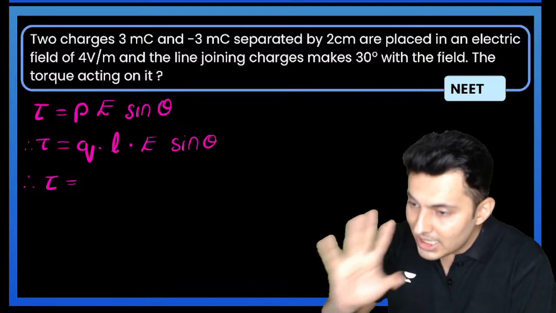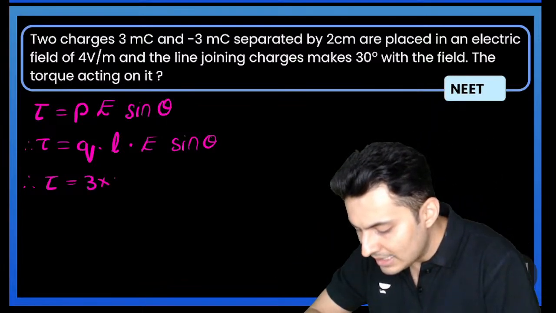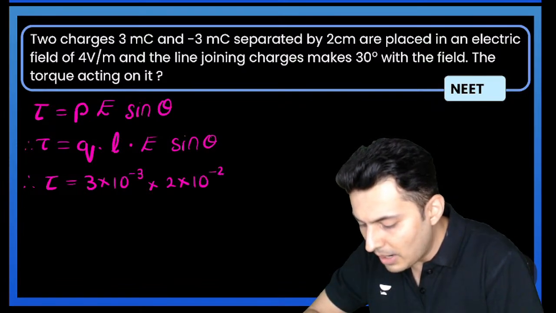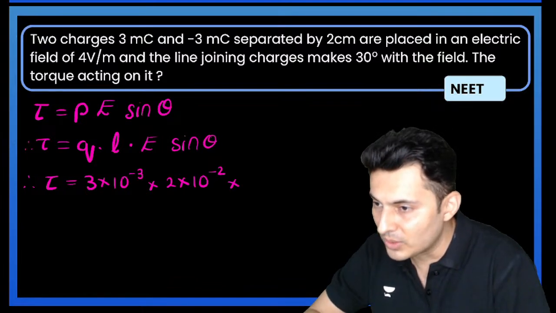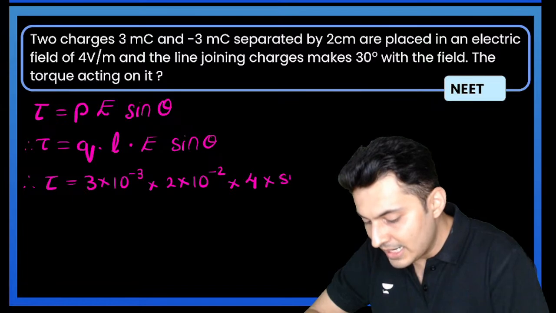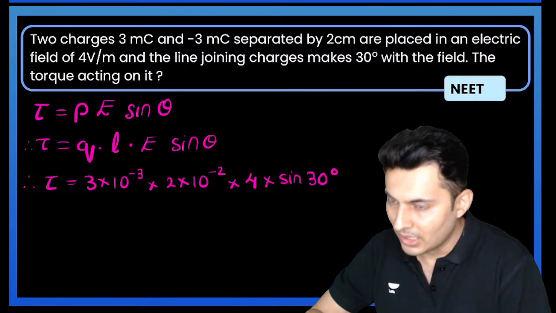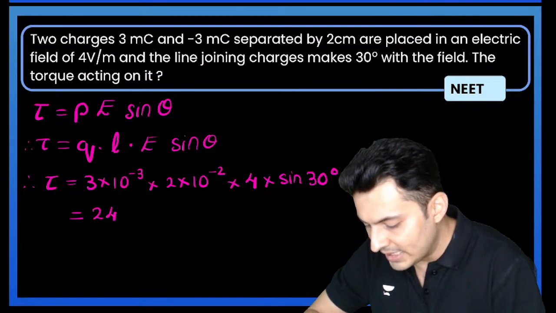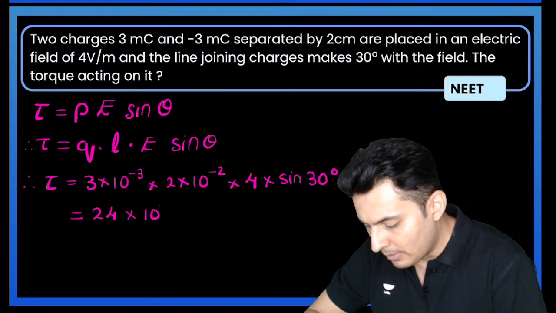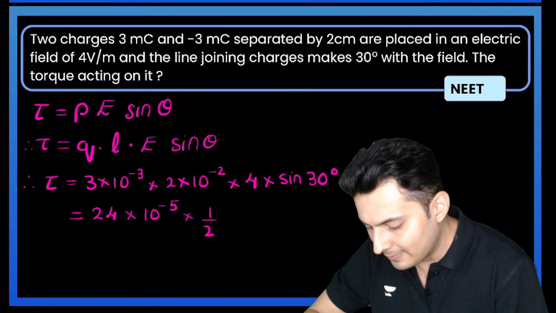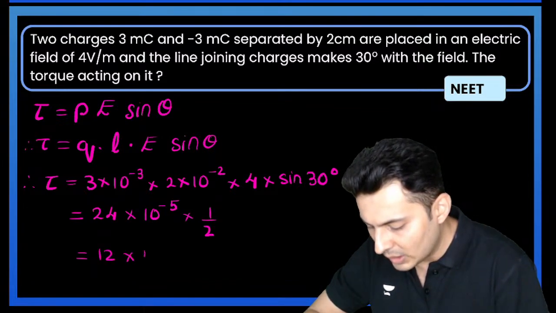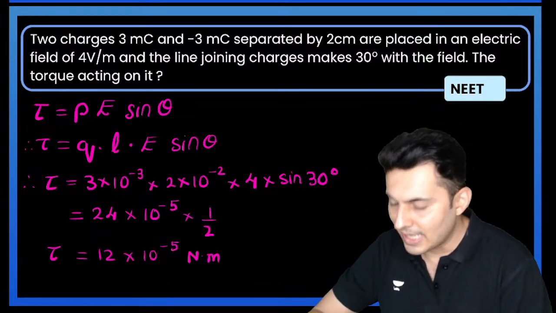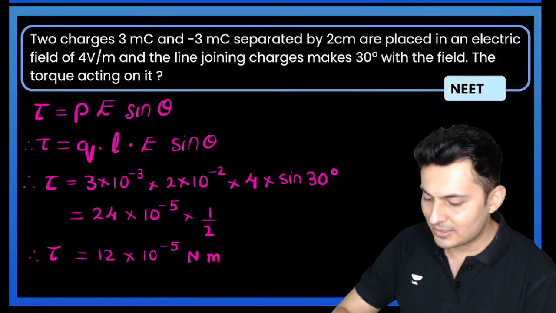Charge is basically 3 millicoulomb. Milli is 10 to the power minus 3, into separation is 2 centimeters, so it is 2 into 10 to the power minus 2. Electric field, my dear students, is 4, into sine of 30 degrees. Agreed? Okay, so let's see what happens. 3 2s are 6, 6 4s are 24. So I will get 24 over here, 10 to the power minus 5, and sine 30 is half. So 24 by 2 is 12 into 10 to the power minus 5 Newton meter. So that's the value of the torque. Exactly, 12 into 10 to the power minus 5. As simple as that.